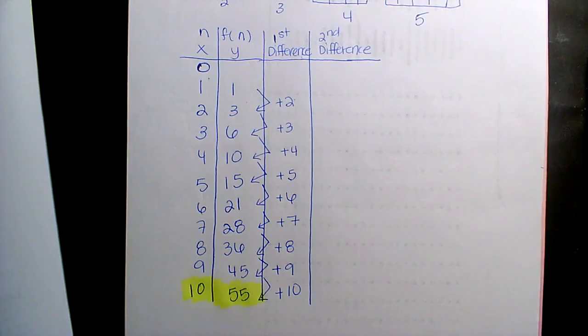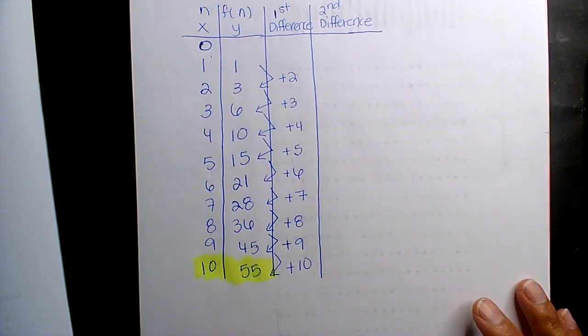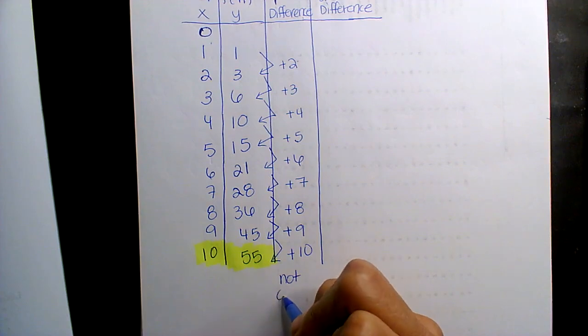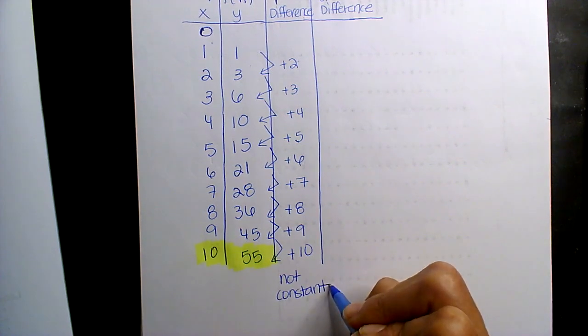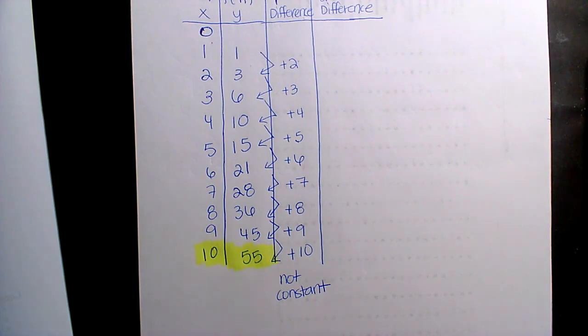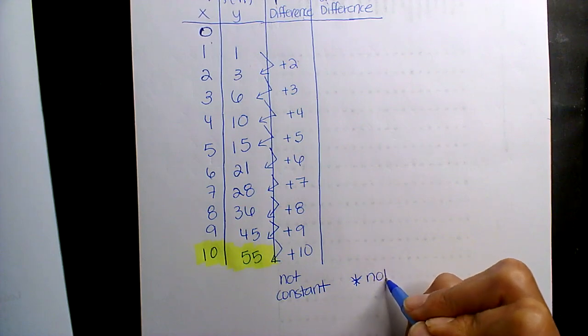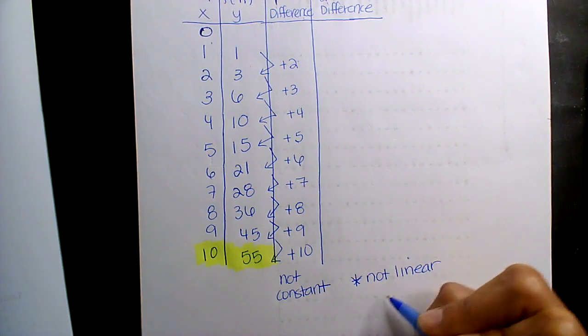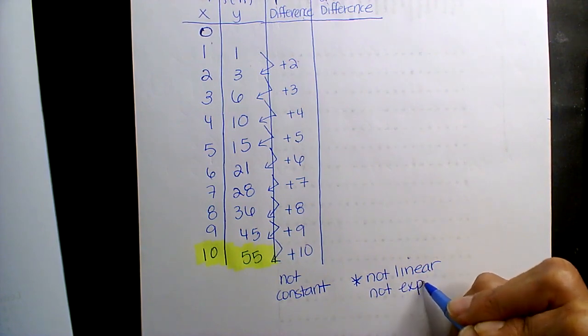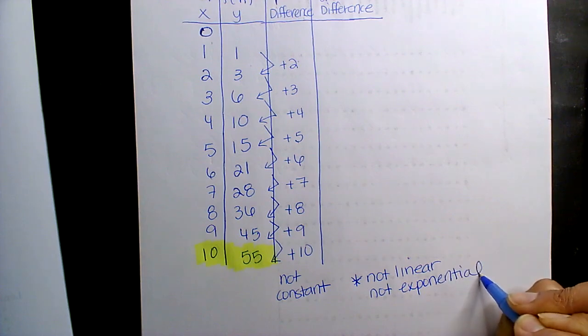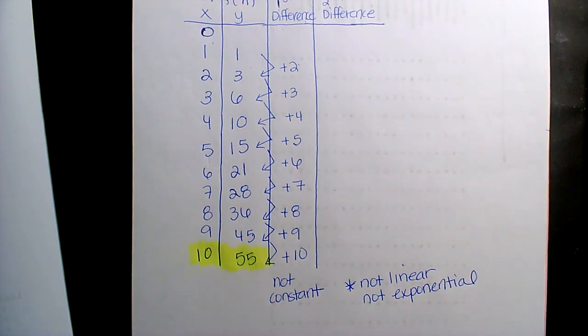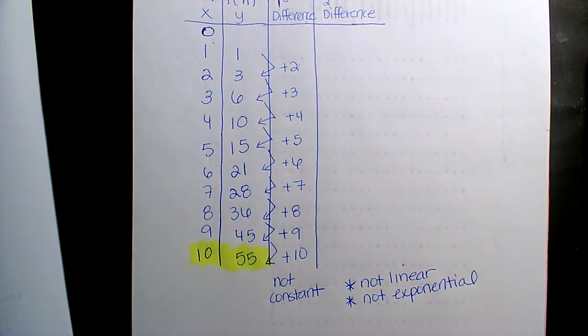It's constant. When your first difference is not constant, that means it is not linear, and it is not exponential. Now it's going to end up being quadratic, but it could also be neither, right? We could just be giving you some random pattern. Okay, and so how do you prove that it is quadratic?